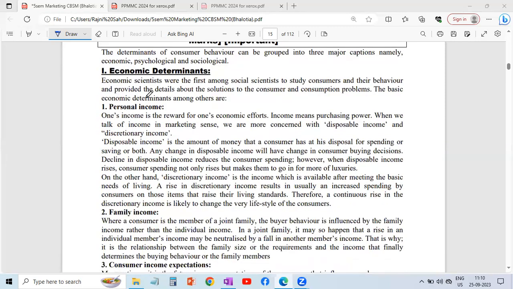The basic economic determinants, among others. Now, what are some basic determinants? The first is personal income, which is the reward for economic effort. Here, income means purchasing power. As I already told you, PP means purchasing power, so remember this point. When we talk of income in the marketing sense, we are concerned with disposable income and discretionary income. Now, do you know what disposable income is?